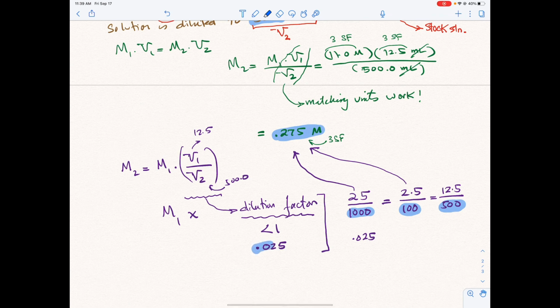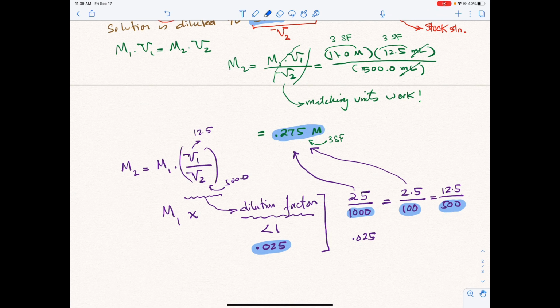So once you know your dilution factor, it's an important thing because you then know what factor to use to achieve the same dilution. And you also talk about this factor. It's a very convenient way to talk about it. So a factor of 0.025. Okay.